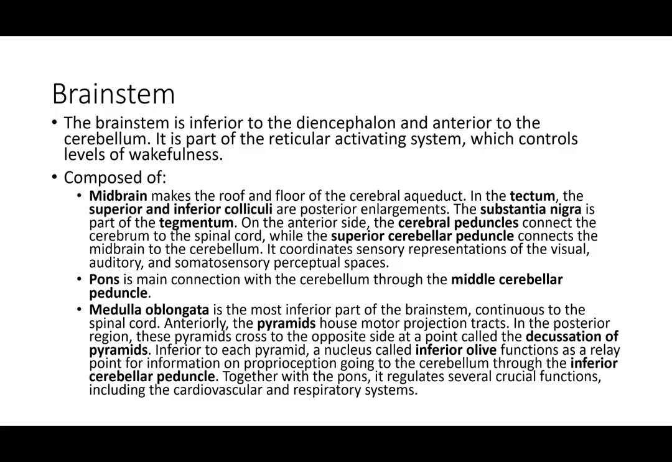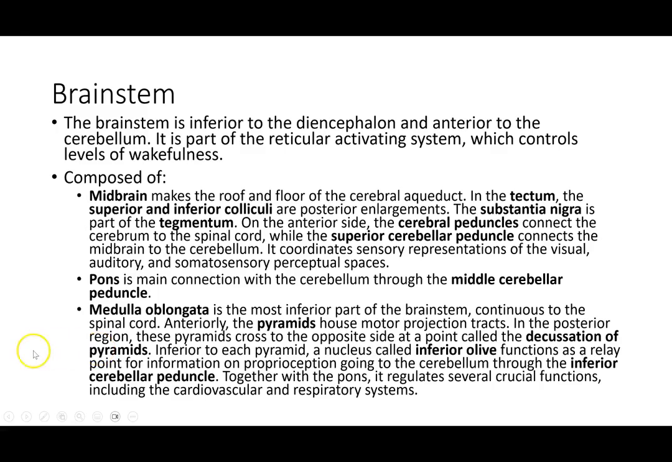All right, in the more posterior region, the pyramids cross over to the opposite side at a point called the decussation of pyramids. That is going to be another important structure, obviously. This crossing helps integrate the motor responses between the two hemispheres. So each hemisphere controls the motor responses to the opposite side of the body. The right hemisphere is going to control movement on the left-hand side of the body and vice versa. And our vision works very similarly, where right eye vision is coming in and getting processed by the left hemisphere of the brain. All right.